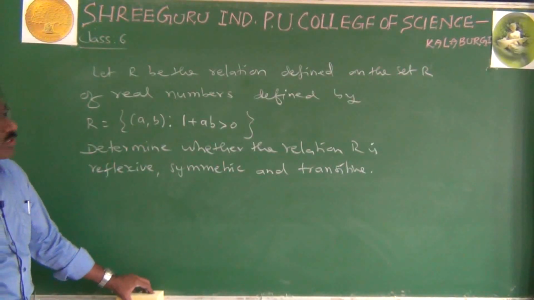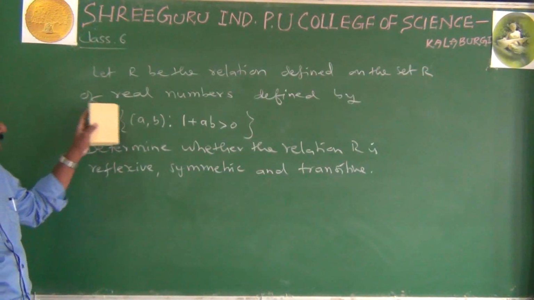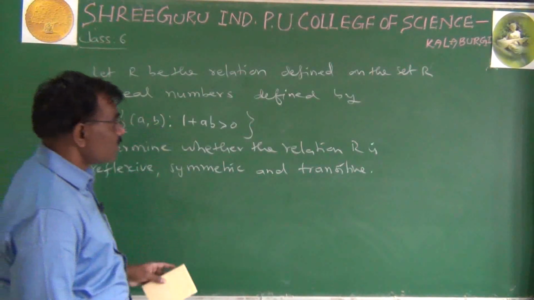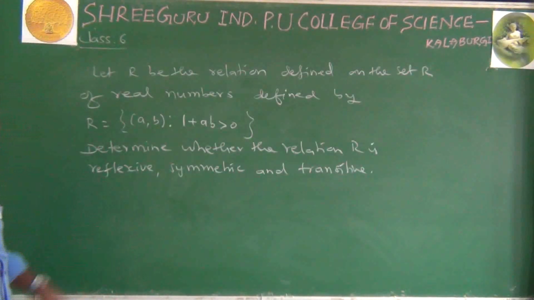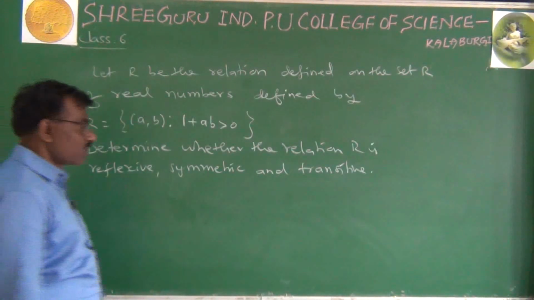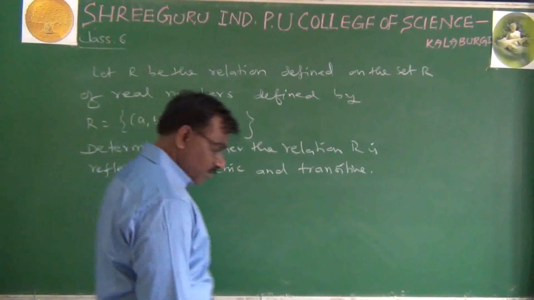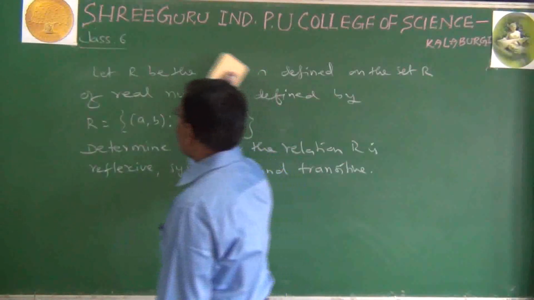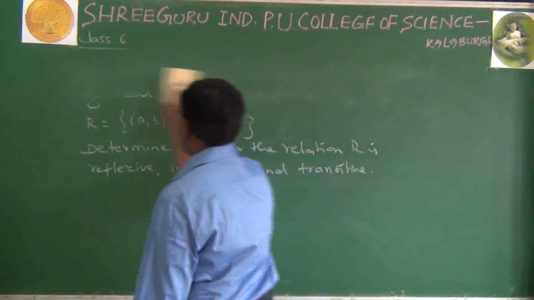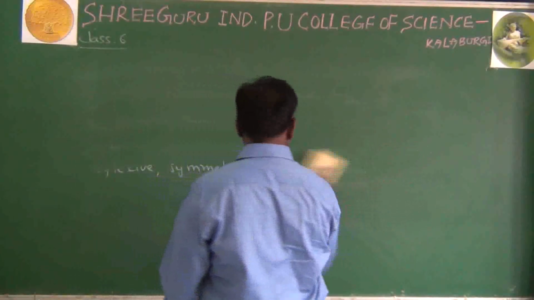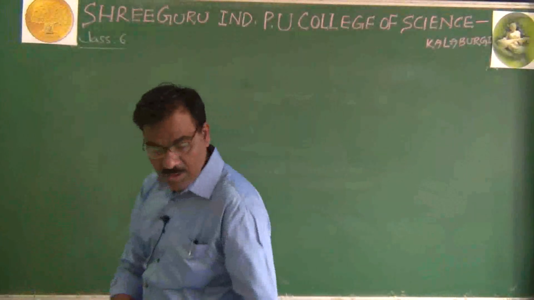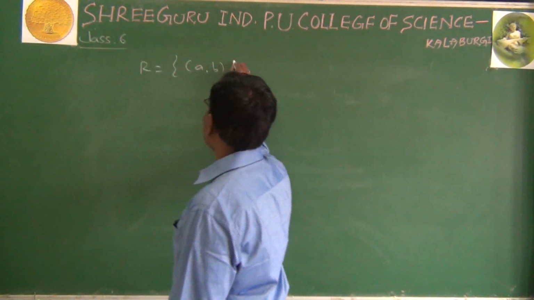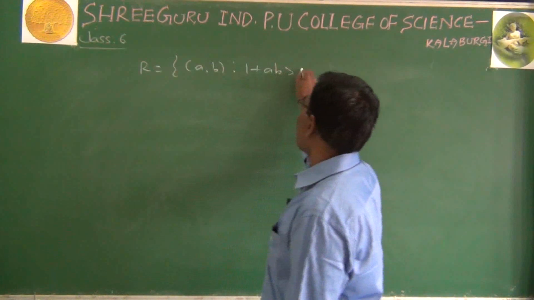So R is the relation defined on the set R of real numbers by R equal to (a, b) such that 1 plus ab is positive. Determine whether the relation R is reflexive, symmetric and transitive. Okay. You check whether it is reflexive, symmetric, or transitive. So what are the important conditions? Reflexive, symmetric and transitive. So we will start. R is defined as (a, b) such that 1 plus ab is positive.